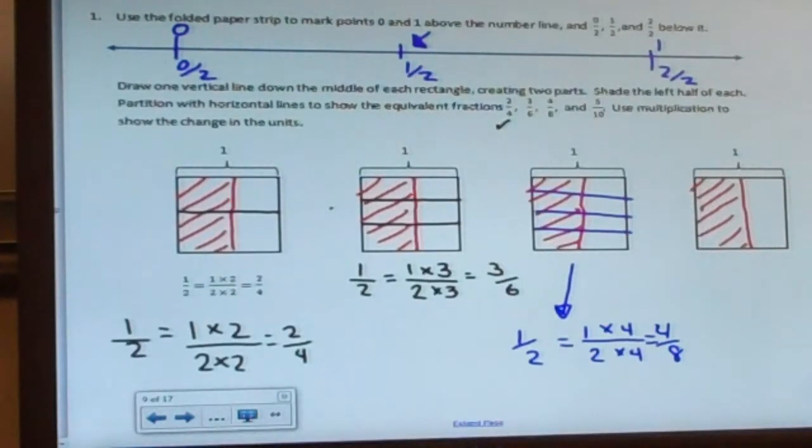Do you see what you're partitioning it into is what you're multiplying it by? This makes sense. Does it make sense? Yeah. All right, so try the next one to make it equivalent to 5/10. I get it. So try the next one. I want everyone to do this one right here.